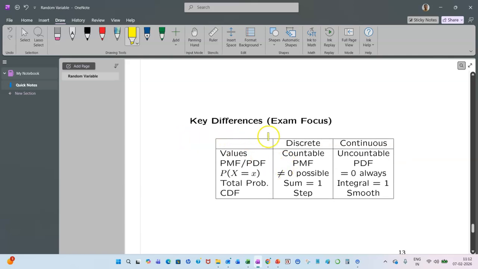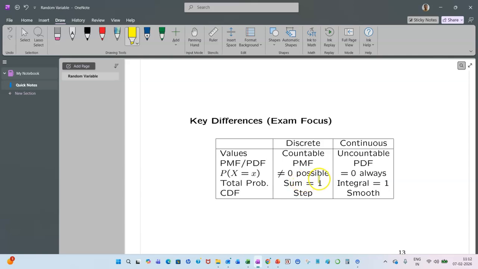Some key differences for exam focus. What is the difference between discrete and continuous variables? The values are countable for discrete variables, and uncountable for continuous variables, and we use a probability mass function for discrete variables. We use a probability density function for continuous variables. Probability X equal to x is greater than 0. It could be 0 for impossible events, otherwise it is greater than 0. But probability of X equal to x is 0 for continuous variables. For a point, the probability is 0 for continuous variables.